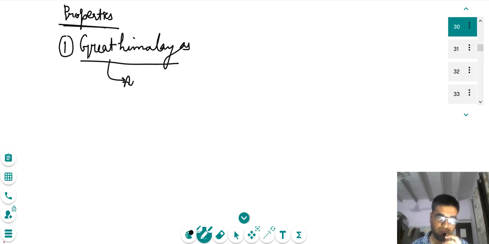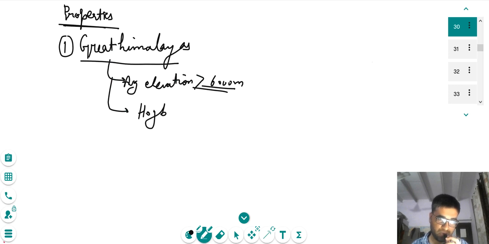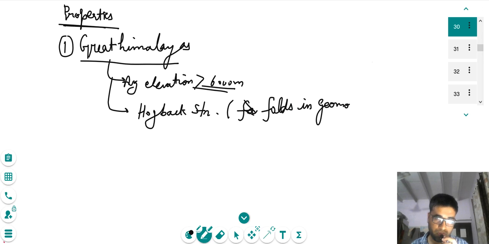Great Himalayas have an average elevation greater than 6000 meters. Right. They have the hogback structure. When you study the folds in geomorphology, then you will come across this special structure, that is hogback. So hogback structure is present in the Great Himalayas, right?